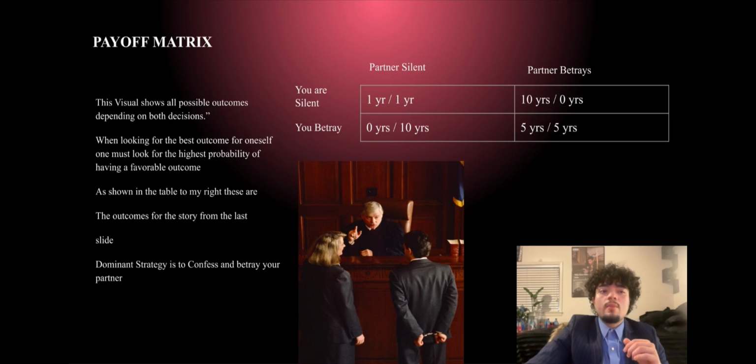As you can see right here, this is what I call a payoff matrix. This matrix is to show every possible outcome. When looking for the best outcome for oneself, one must look at the highest probability of having a favorable outcome. As shown on the table right here, if your partner is silent and you are silent, you both will get a year. If your partner betrays you and you are silent, you and only you will have to do 10 years. If your partner is silent but you betray him, they have to do 10 years. But if your partner betrays you and you betray your partner, you will both be doing 5 years each.